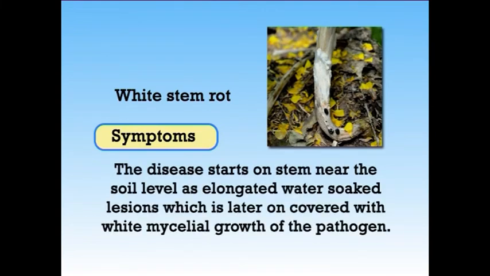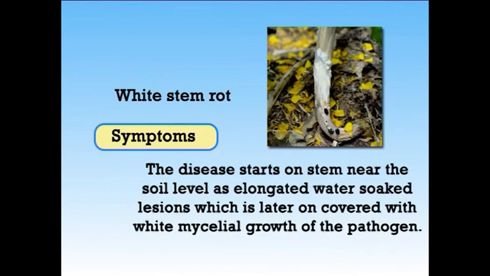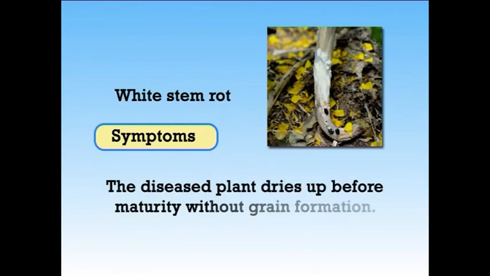The disease starts on the stem near the soil level as elongated water-soaked lesions, which later become covered with white mycelial growth of the pathogen. The diseased plant dries up before maturity without grain formation.